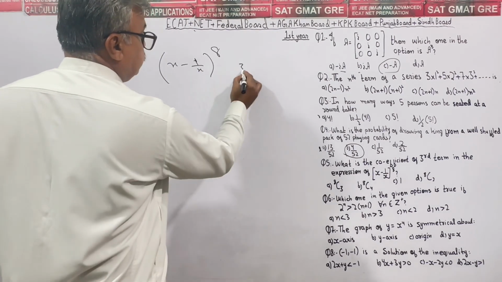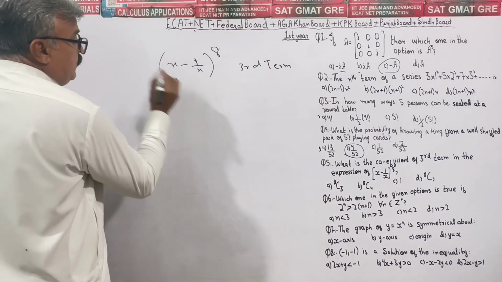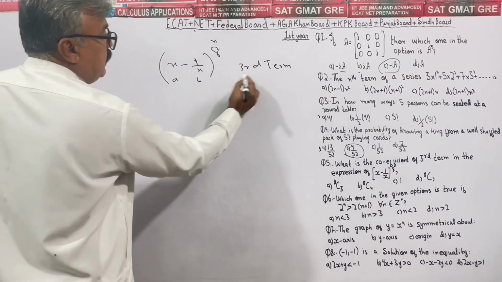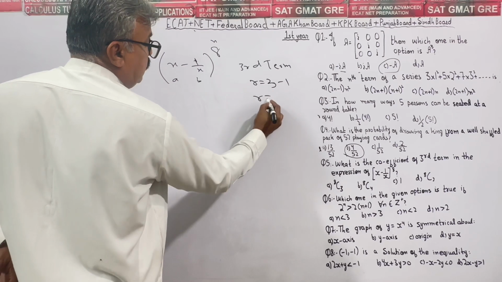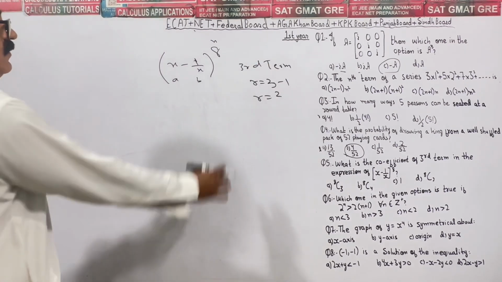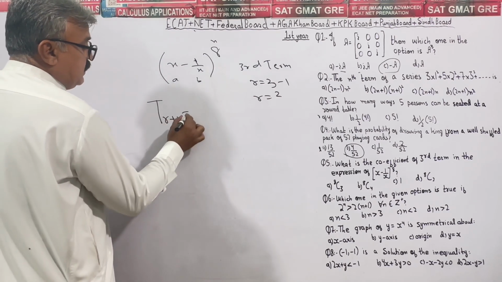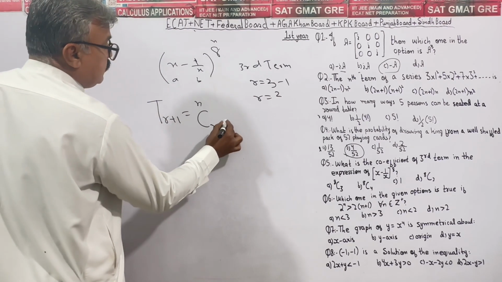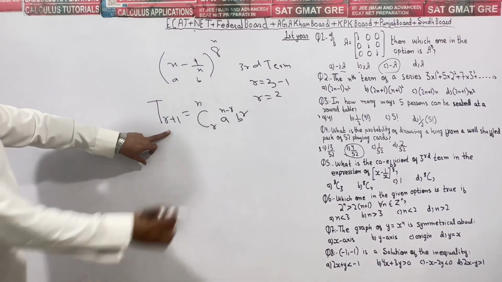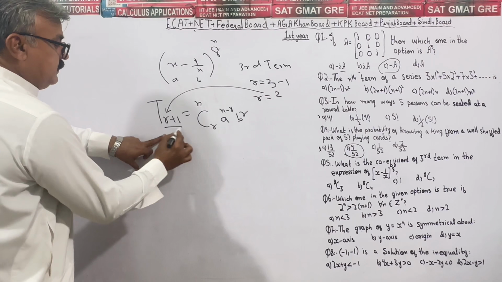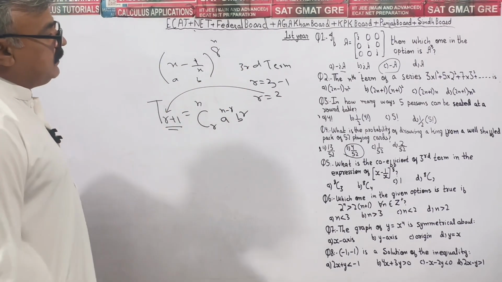Coefficient of the third term from the formula point of view. Third term means r is equal to 1 less than the term. Why? Because the binomial term formula is given by T r plus 1 is nCr and combination of a raised n minus r times b raised r. Look at this. If we put 2 here, 2 plus 1, 3, the required term. If we write 3 directly here, 3 plus 1, then we are going to have the fourth term.